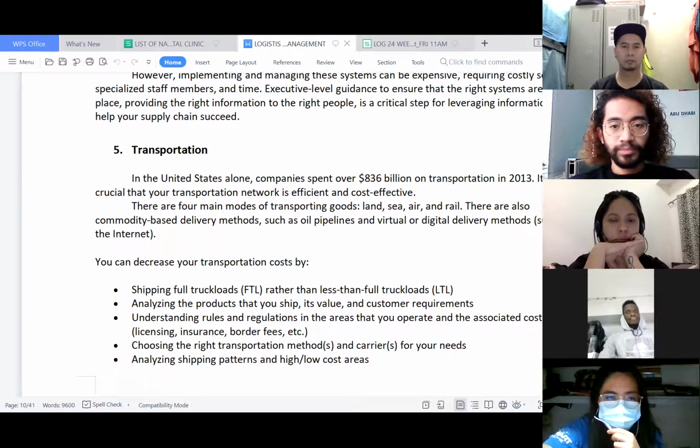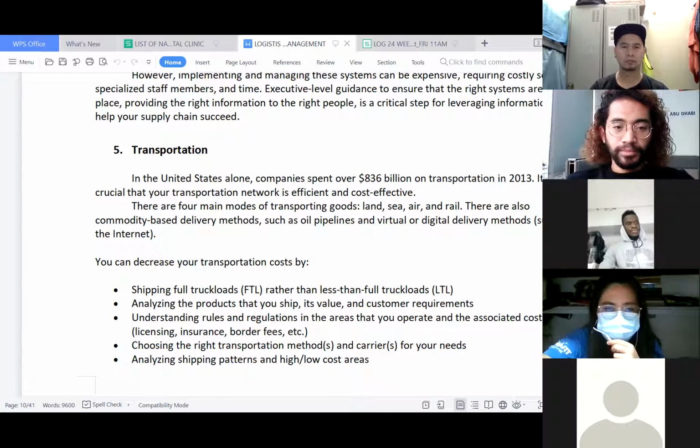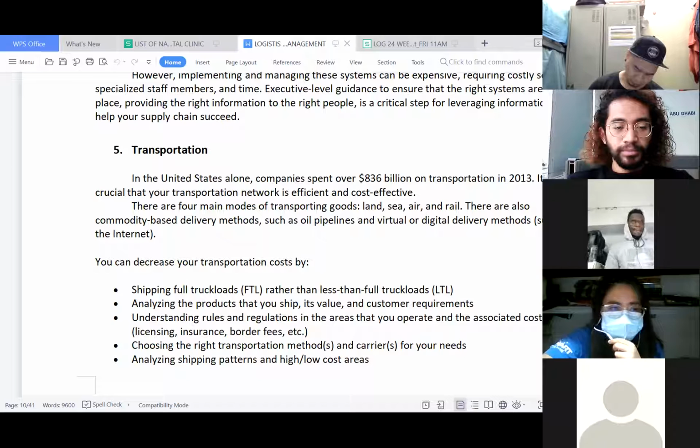You can decrease your transportation costs by shipping full truckloads rather than less than full truckloads, analyzing the products that you ship, their value and customer requirements, understanding rules and regulations in the areas that you operate and the associated costs, licensing, insurance, border fees, etc., choosing the right transportation methods and carriers for your needs, and analyzing shipping patterns and high-low cost areas.